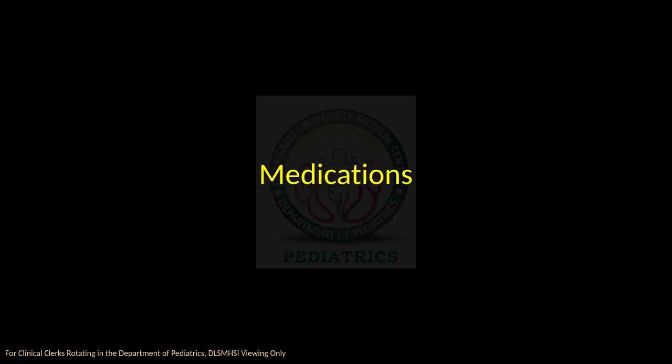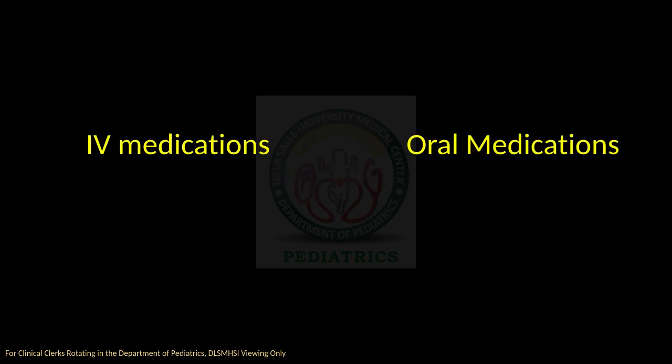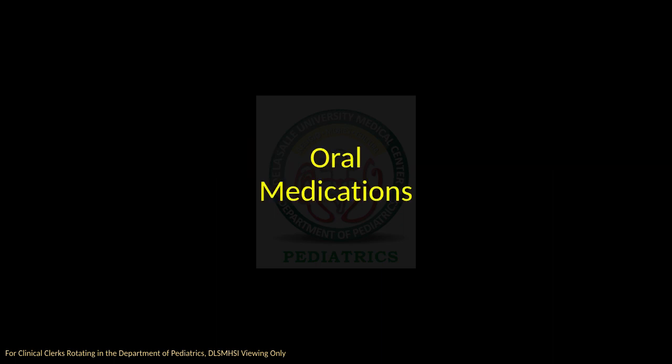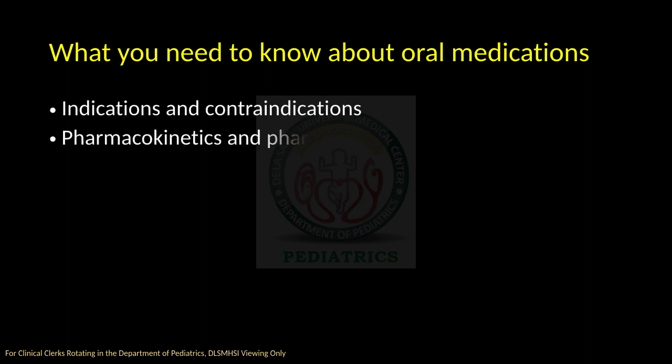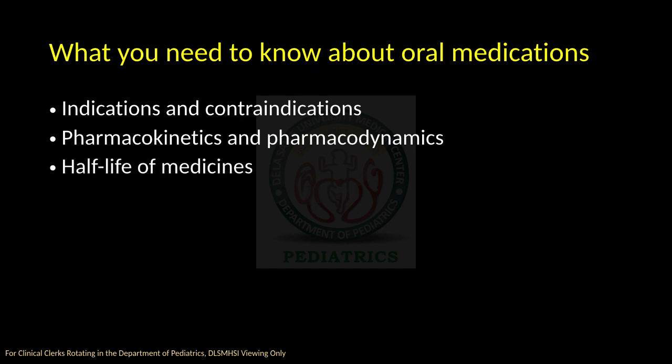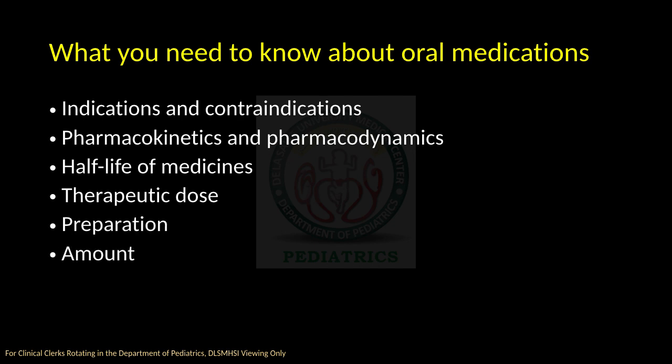Now we go to medications. There are two types of medications used in pediatrics, the IV medications and oral medications. Let's talk about the oral medications first. What you need to know about oral medications: their indications and contraindications, pharmacokinetics and pharmacodynamics, the half-life of medicines, therapeutic doses, preparation, amount, computation, and prescription writing.